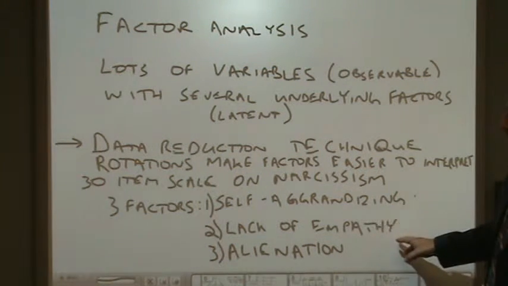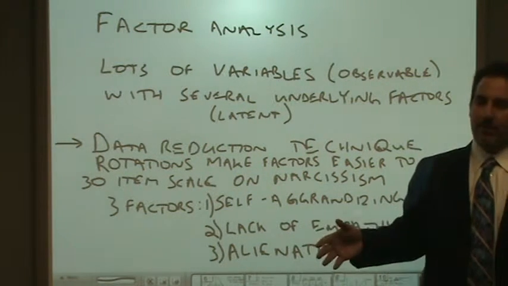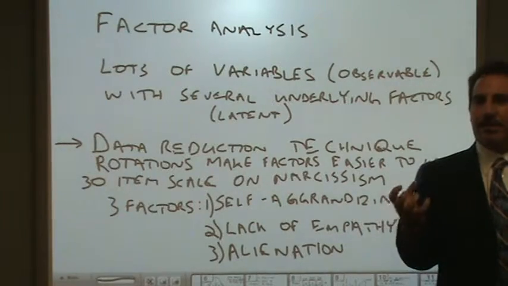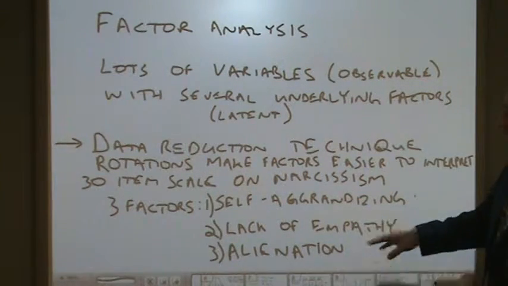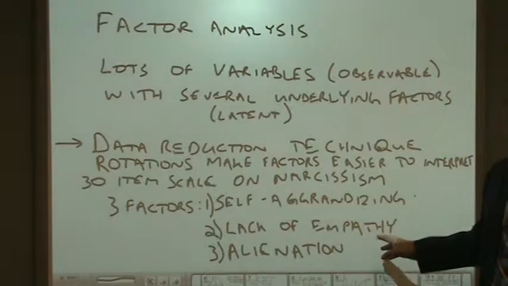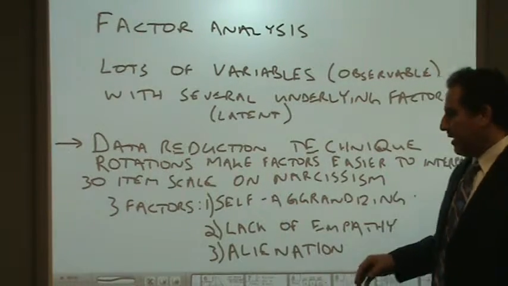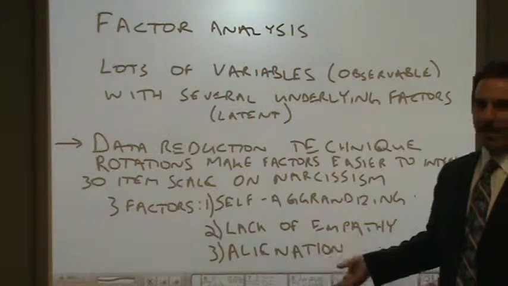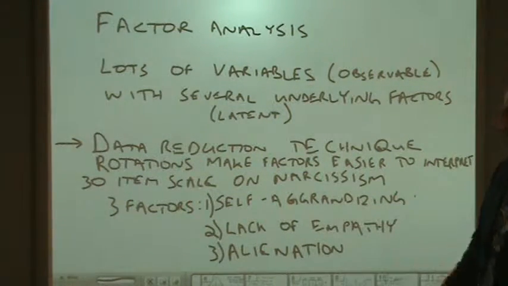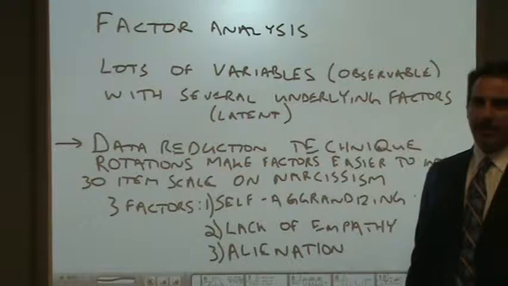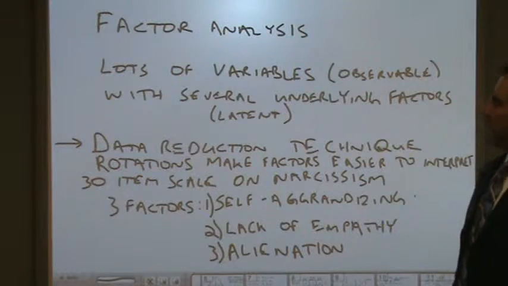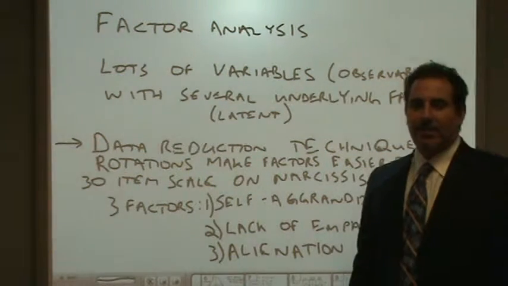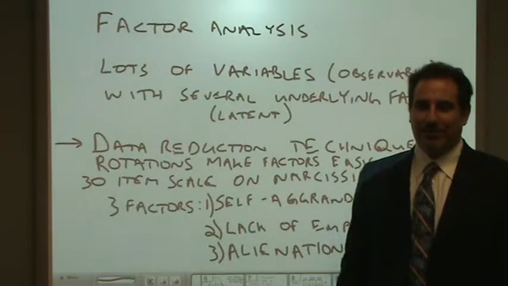And then on factor 2, we have these other variables that are all seeming to hang together. On that factor, they all seem to be associated with a lack of empathy. And then our third factor, I just made this up, by the way, but anyway, the third factor is a sense of alienation. So, okay, that's factor analysis in a short overview.